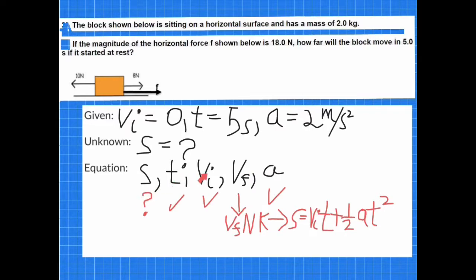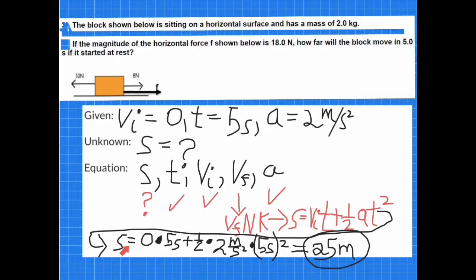This means that the equation that will work is the final velocity not known equation, or s is v initial t plus 1/2 the acceleration times the time squared. Substituting in, we get that the displacement is 0 times 5 seconds, or 0, plus 1/2 times the acceleration, 2 meters per second squared, times the time, 5 seconds, squared. And evaluating, we've answered the question. The block will travel 25 meters.